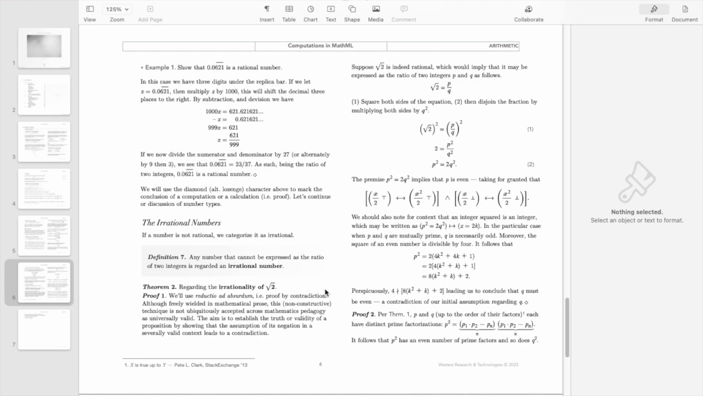So let's do another example. Show that 0.0 quantity 621 repeating.